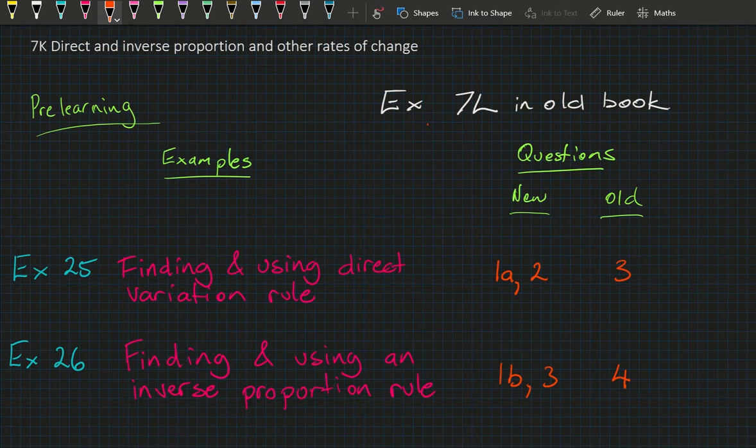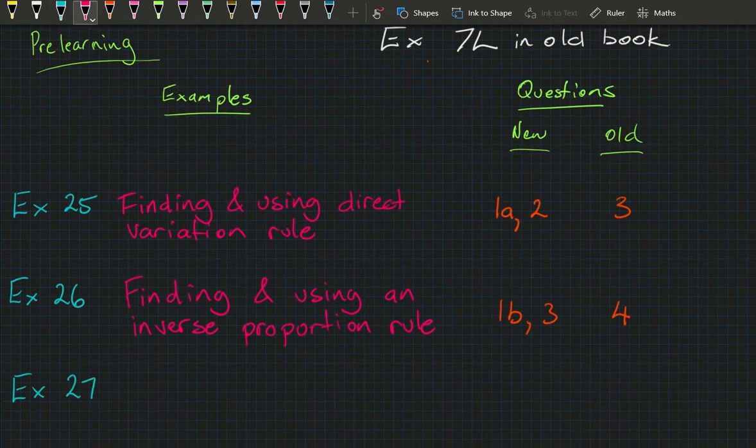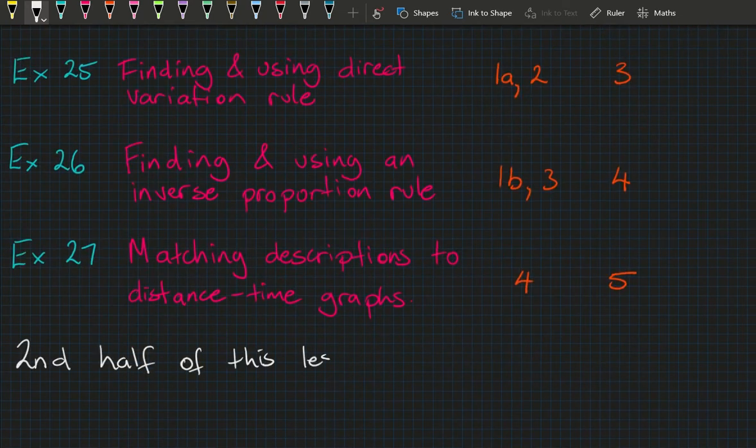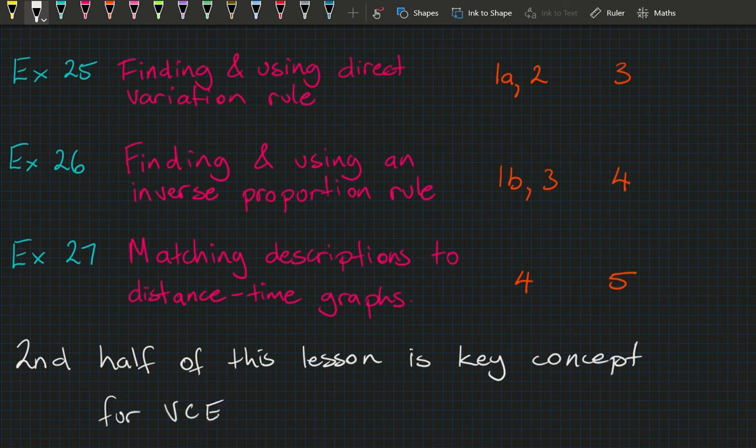And then finally, we'll do example 27, matching descriptions to distance-time graphs. Your pre-learning for this example will be question 4 in the new book or question 5 in the old book. So some of this lesson is going to seem a little bit simple at different stages, but you really need to focus on grasping the concepts, because the second half of this lesson is extremely important and a key concept for your VCE Methods. Alright, we'll see you in the introduction.